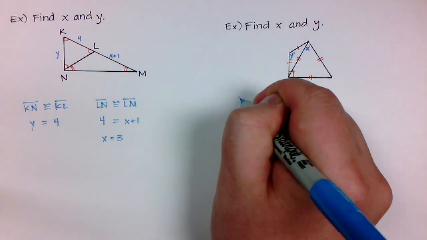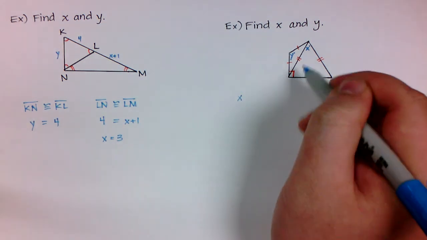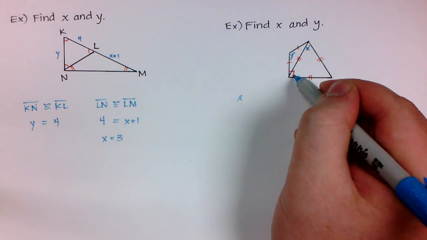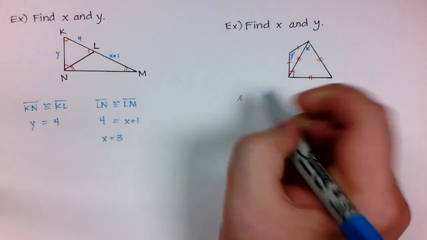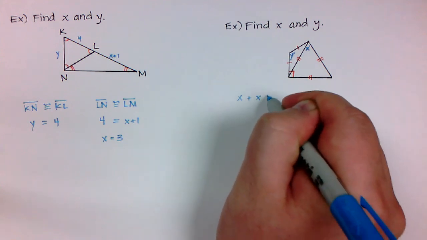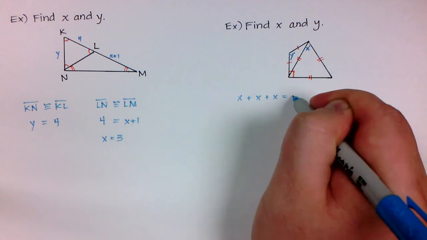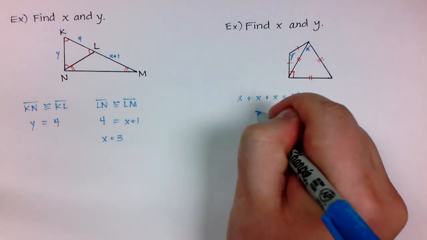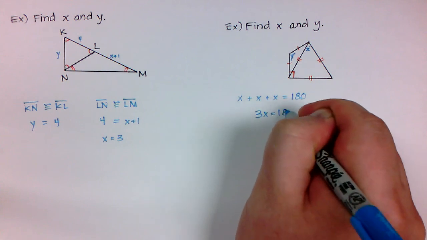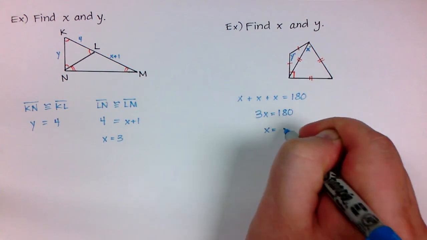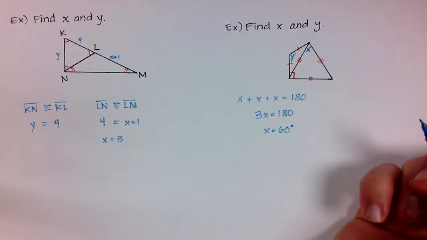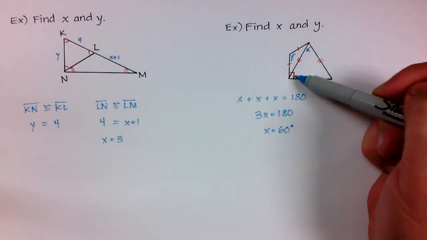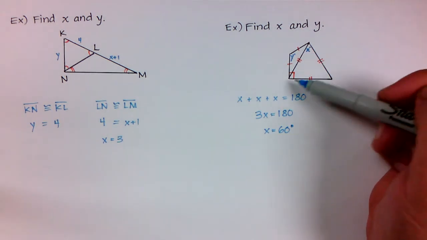So let's see if we can find out what x is. That means if this angle is x, then this one is also x, and this one is also x. So I'm going to do x plus x plus x. All those should add up to 180 degrees. So this is 3x is equal to 180. When I divide by 3, I find that x is 60 degrees. So this means that all three of those angles are 60 degrees.